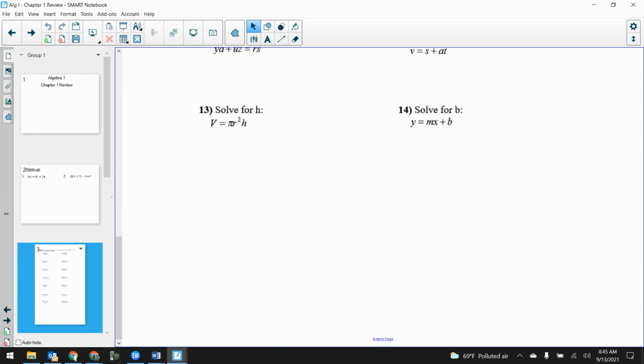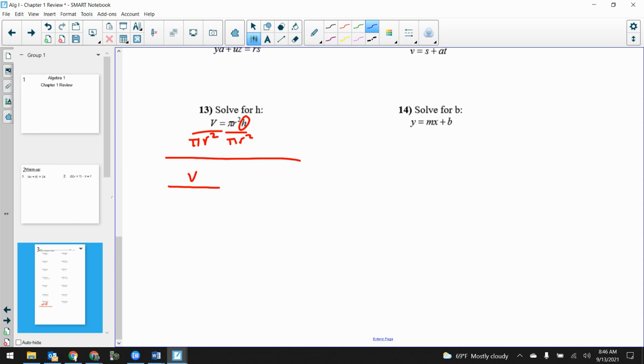Now, people are getting confused with this one because you see a square. Don't get confused. It's still the same process. I want to solve for h. So I find h. What's being done to h? Is h being squared? No. So the squared doesn't have any bearing on solving for my h. What's being done to h? It's multiplied by pi r squared. So to get it to go to the other side, I would divide by pi r squared, left and right side. So therefore, v over pi r squared is going to be equal to my height.